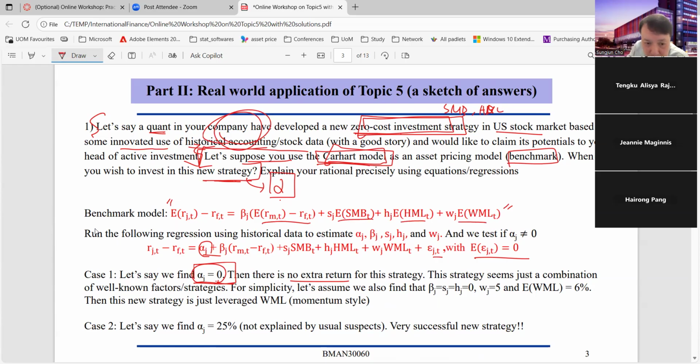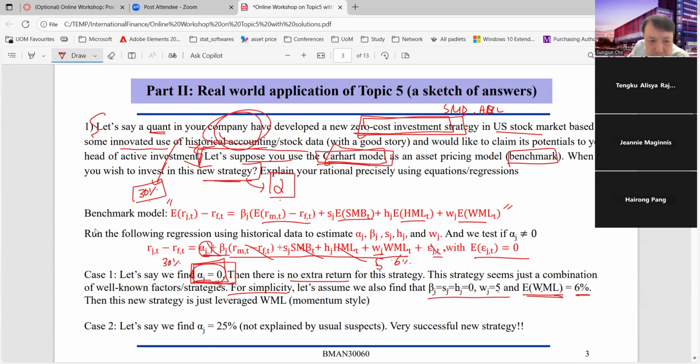in the literature. For simplicity, let's assume this case: beta SH is equal to 0, beta WJ is equal to 5, and the expectation of winner minus loser from historical data is 6%. And let's say this guy says he could earn 30% return by implementing this strategy. Looks huge, but if alpha is equal to 0, then you have 30% here. Every other term is equal to 0, including alpha. This one is 5, this one is 6%. On average, this is equal to 0.